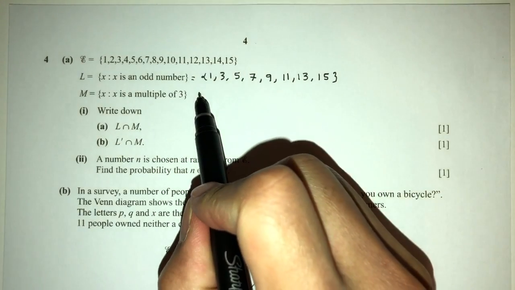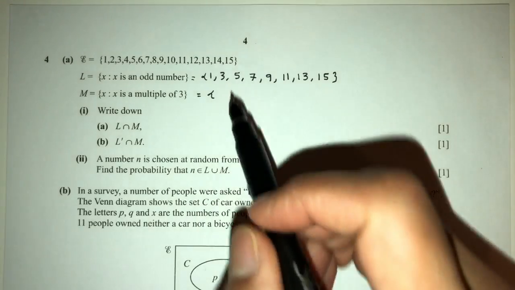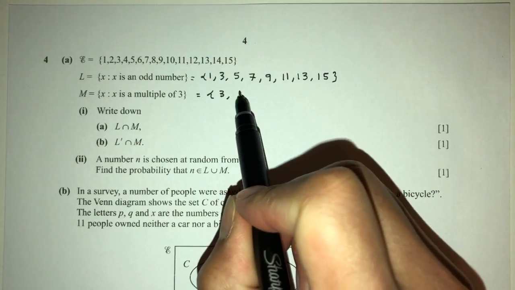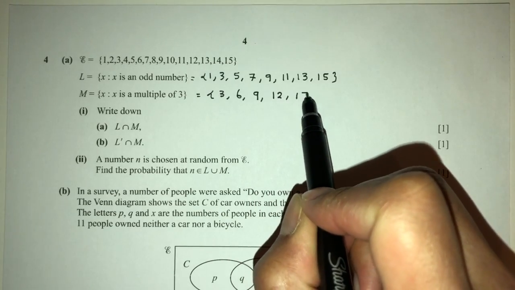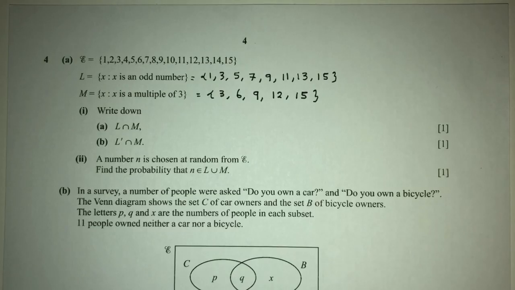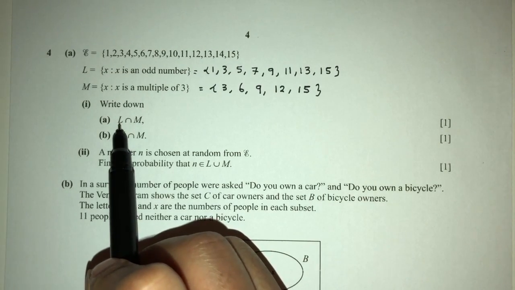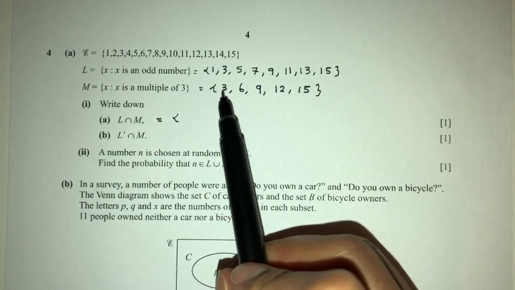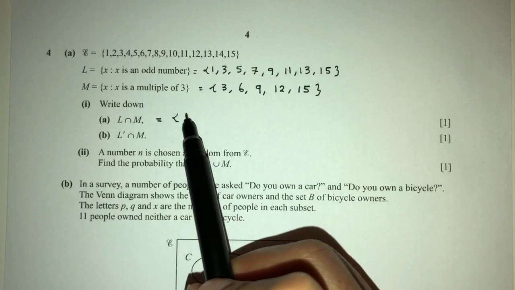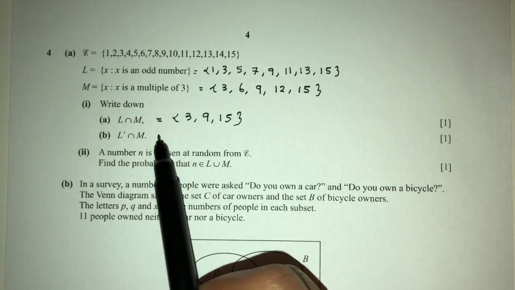Now M is a multiple of 3. Multiples of 3 are what? It is 1 times 3, 2 times 3, 3 times 3. So 1 times 3 will be 3, 6, then 9, 12, and 15. That will be the set of M. Now part 1, write down the set L intersecting M. So let's see which one they have in common. They have 3, they have 9, and they have 15. So that will be the set.